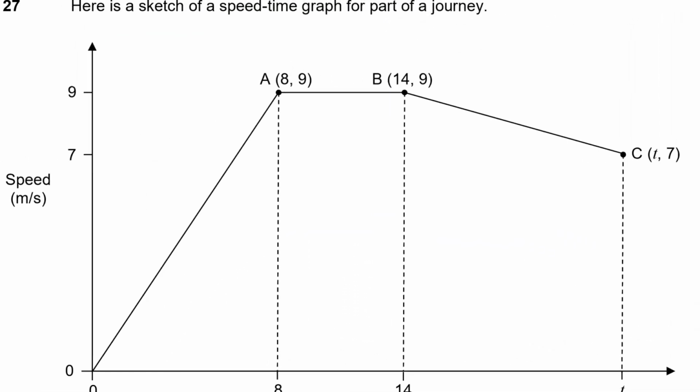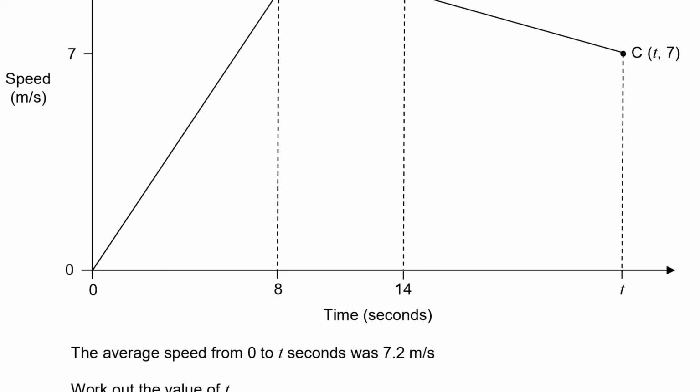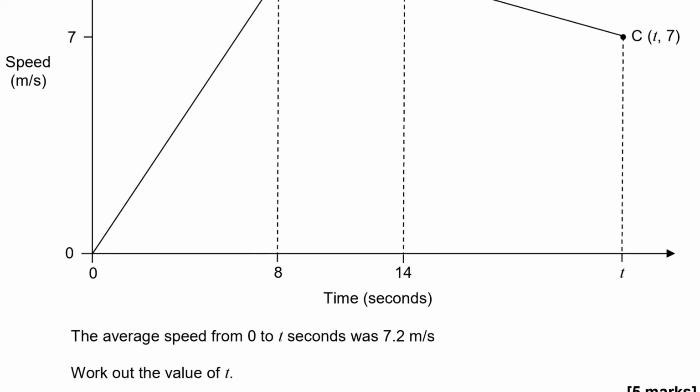Question 27. Here is a sketch of a speed-time graph for part of a journey. We can see it's made up of 3 distinct areas. The vehicle, or whatever it is, starting from rest, is speeding up between 0 and the point A. Then it's traveling at a constant speed, and then it starts to slow slightly until it gets to the point C. Now, we are told in the question that the average speed from 0 to t seconds was 7.2 meters per second, and we want to work out the value of t.